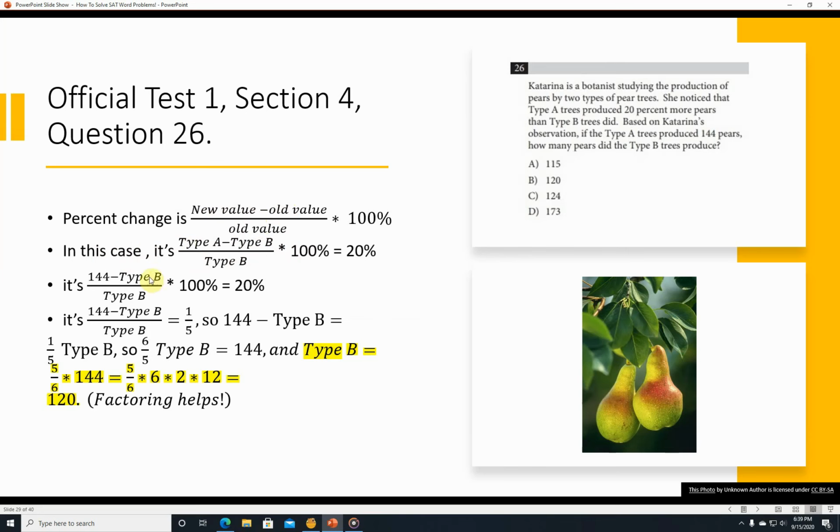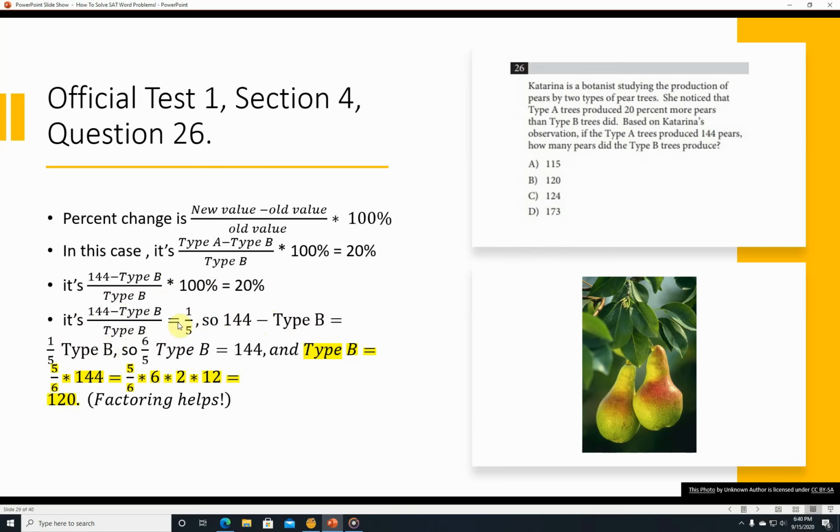So the first thing that we're going to do is plug in the 144. So it's 144 minus the number produced by type B over the number produced by type B times 100% equals 20%. So the next thing we do is divide by 100%. So we get 144 minus type B over type B is equal to 1/5. So 144 minus type B is equal to 1/5 times type B, because we're multiplying through by type B to get it out of the denominator.